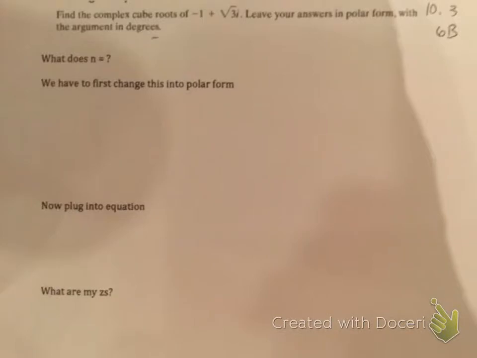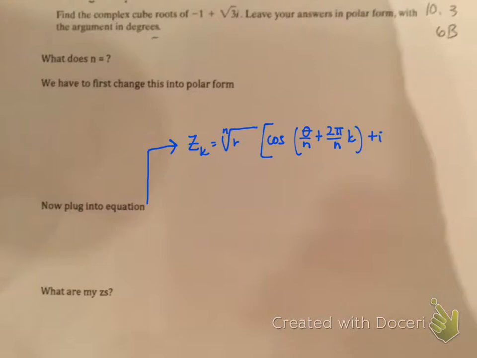All right, so I'm plugging this into the equation, and I'm going to use the page here. So the equation is z sub k equals the nth root of r times cosine of theta over n plus 2 pi over n times k, plus i sine of theta over n plus 2 pi over n times k. Okay, so I have the information. Now I'm going to start plugging some things in.